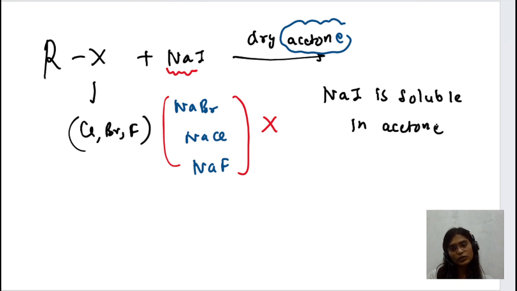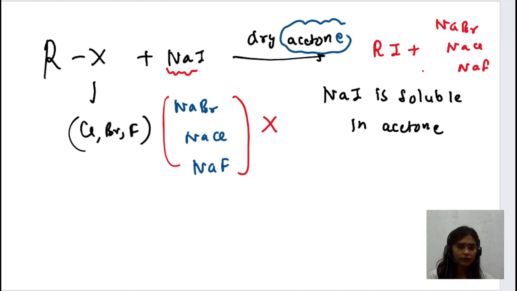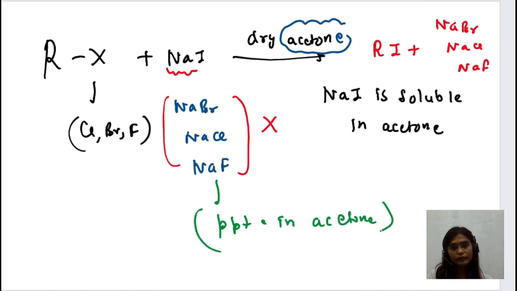In organic chemistry, how do we have to proceed? First of all, we make a clear solution. Then we add some reagent so that there is no problem with the reaction. Then there is a formation of some RI, and maybe there is a formation of NaBr, NaCl, and NaF. We are taking every halogen, and these three precipitate in acetone. Precipitated in acetone means basically insoluble. This is the simple meaning: it is insoluble in acetone.